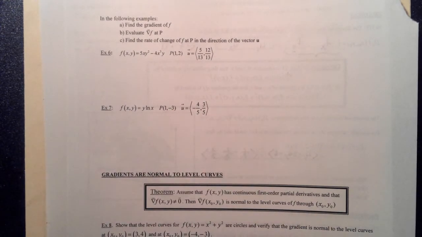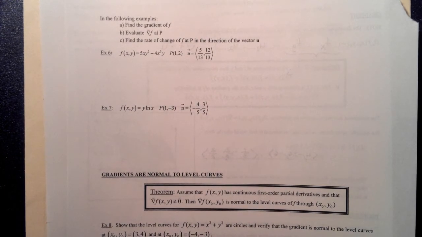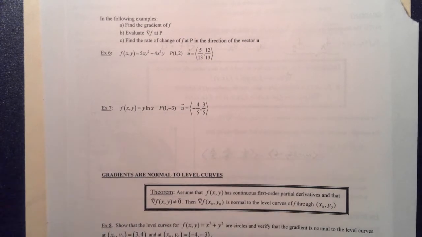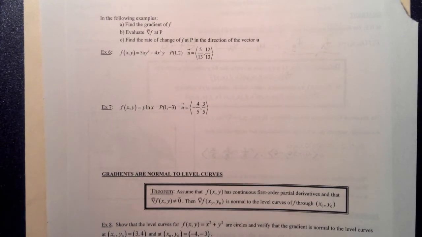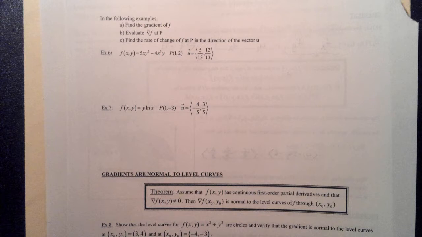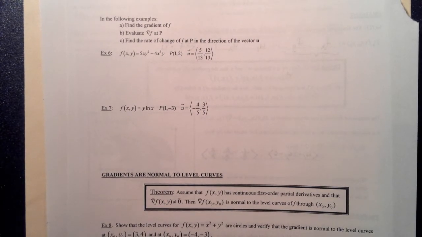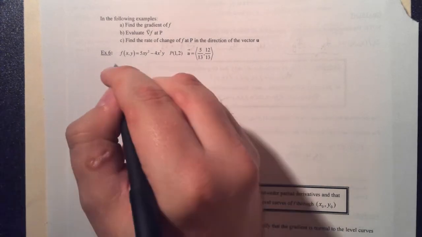All right, let's take a look. In the following examples, we want to find the gradient of f, we want to evaluate that gradient at p, and we want to find the rate of change of f at the point p in the direction of the vector u. It's essential to note that both of these vectors are unit vectors. If they're not unit vectors, you have to normalize them. You have to make them unit vectors.